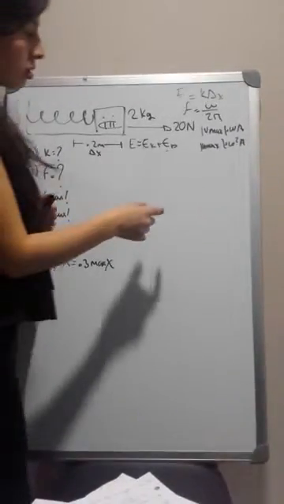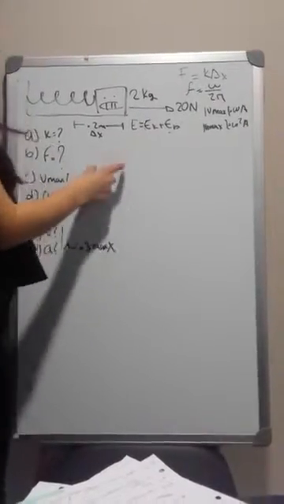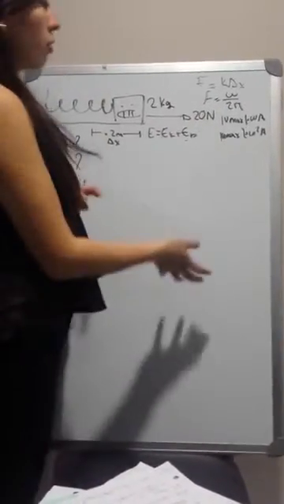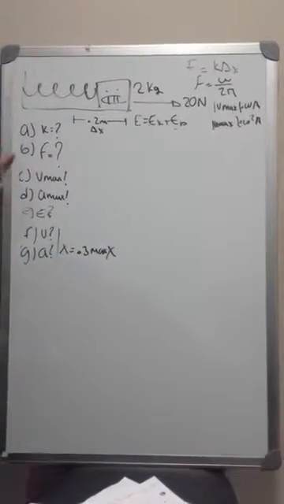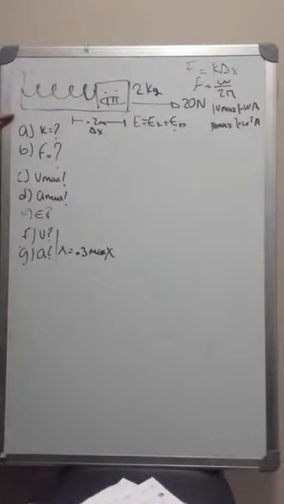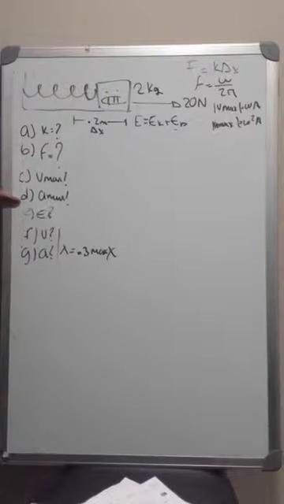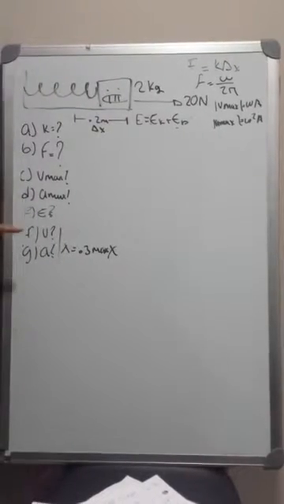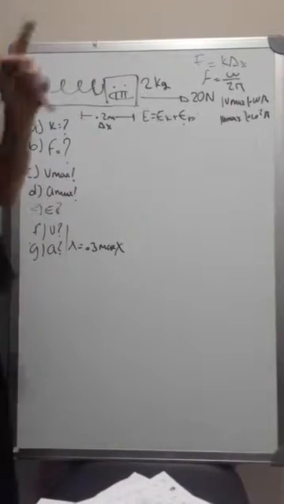The problem says that we have a mass attached to a spring, and the mass is 2 kilograms. The mass has a force of 20 newtons that makes it stay at rest in a position 0.2 above the equilibrium position. So we know that, and we have to find a lot of stuff: the constant of the spring, the frequency, the maximum velocity, the maximum acceleration, the energy, and the velocity and acceleration when the position is 0.3 times the maximum position.